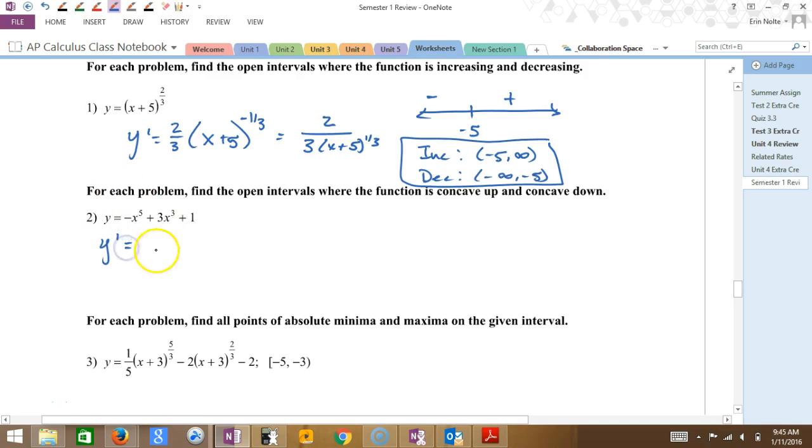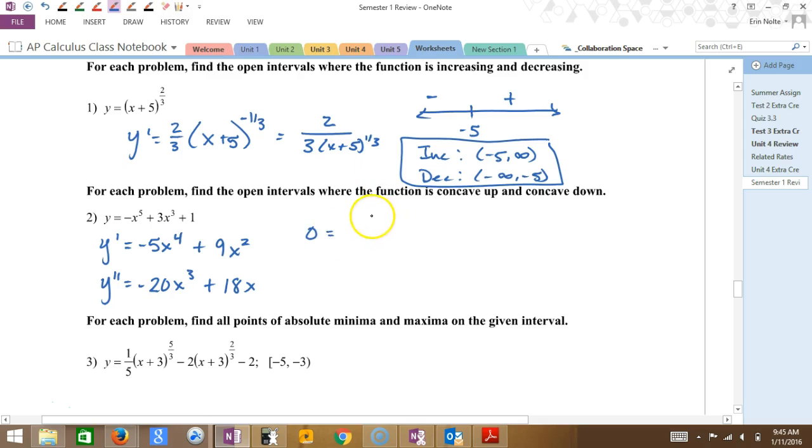Okay, so the first derivative is -5x to the 4th plus 9x squared. The second derivative is -20x cubed plus 18x. Okay, so then I need to set that equal to 0 to find our crucial numbers.